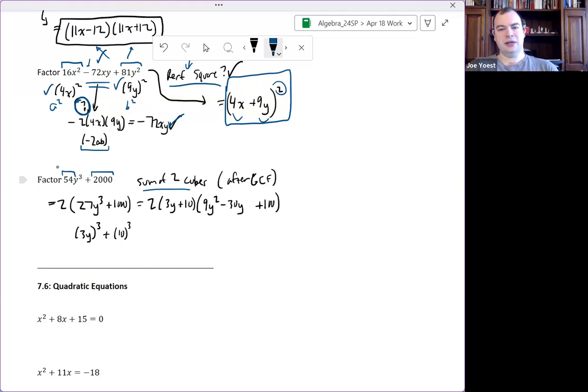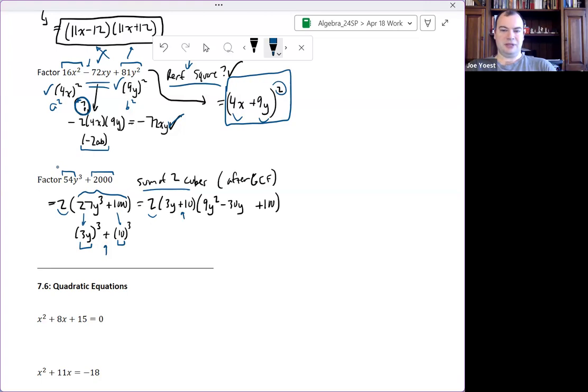I factor the 2 out, 2 times 27y cubed plus 1000. And here I actually see that 27 is a perfect cube. 27y cubed is 3y all cubed. And I might not have thought of it, but 1000 actually turns out to be a perfect cube. It's just 10 cubed. So I've got to remember to bring along my 2. I don't want to forget that, like I almost did in one of the previous problems. And then my 27y cubed plus 1000, well, that's 3y all cubed plus 10 cubed. I know that I'm going to factor out a 3y plus 10.